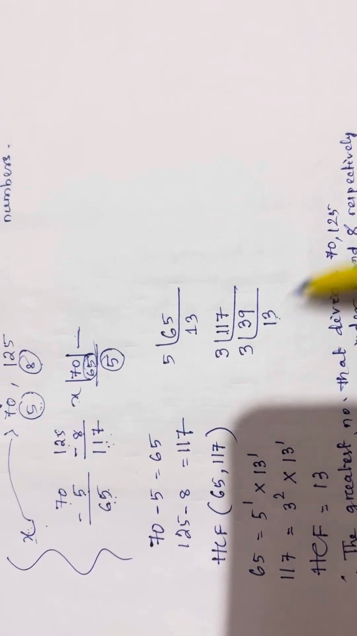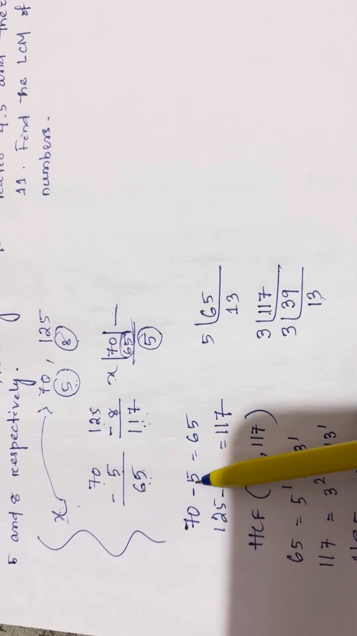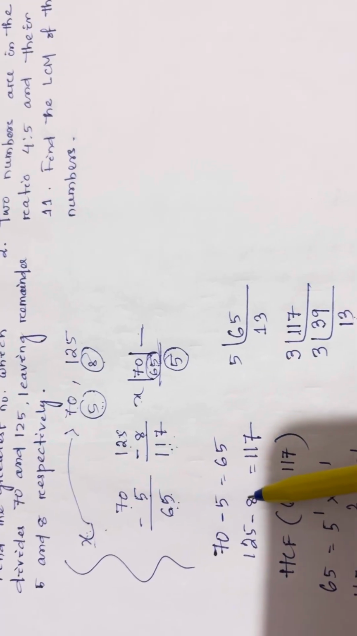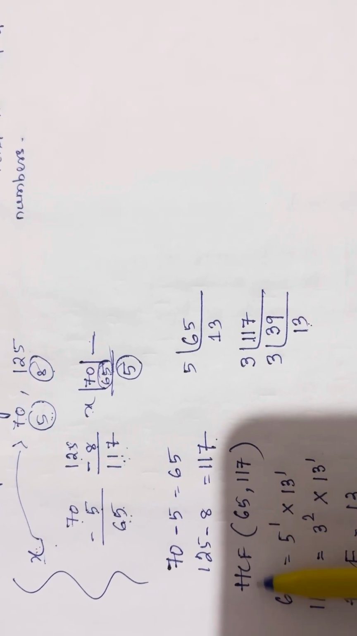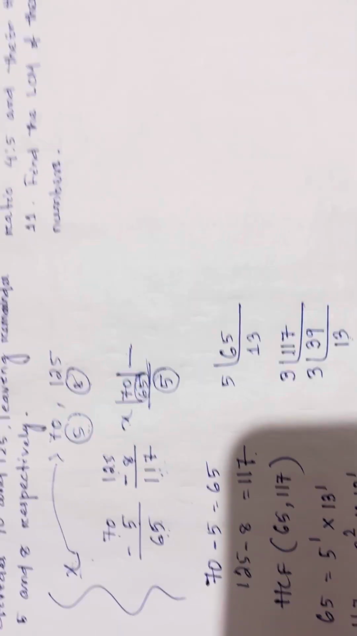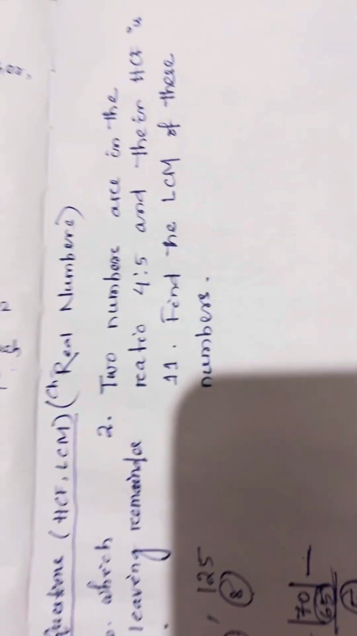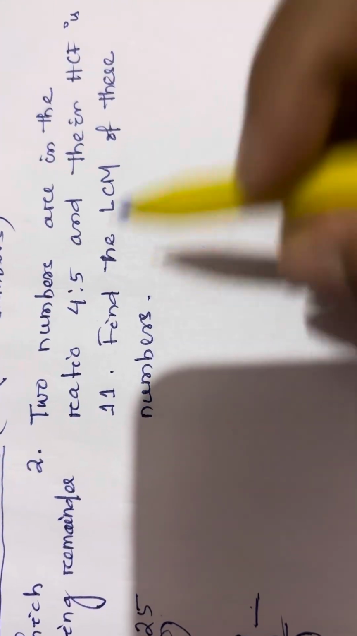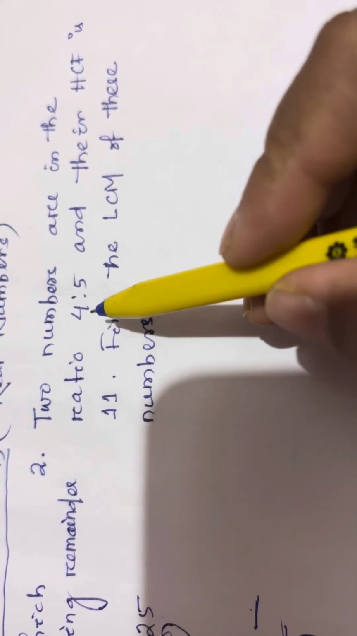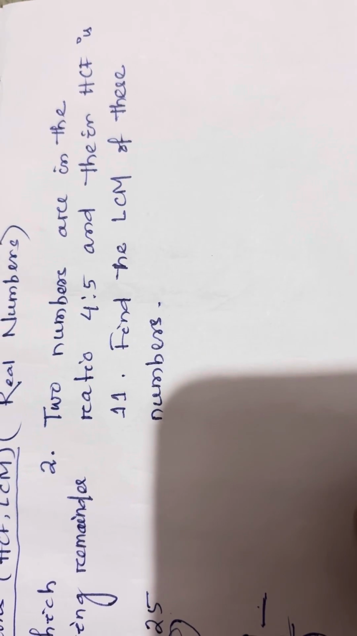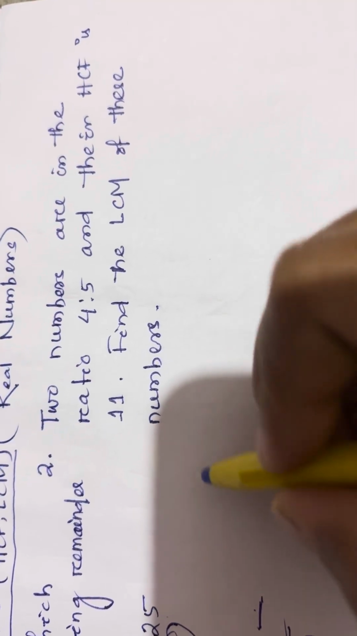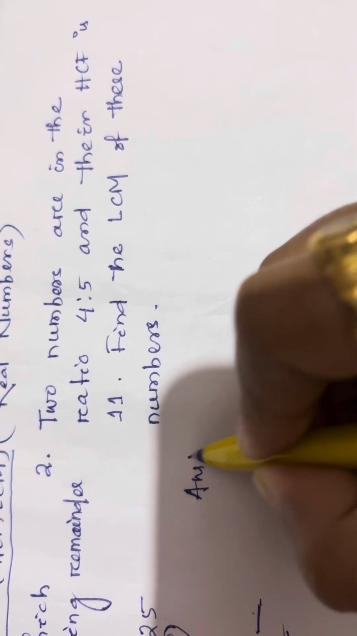So first what we have done, we have subtracted the remainder from the given numbers. Then whatever output we got, we have calculated the HCF of that, and that is the desired answer. Let's go for the second question now. Two numbers are in the ratio 4:5 and their HCF is 11. Find the LCM of these numbers. Okay, let's go for the answer.